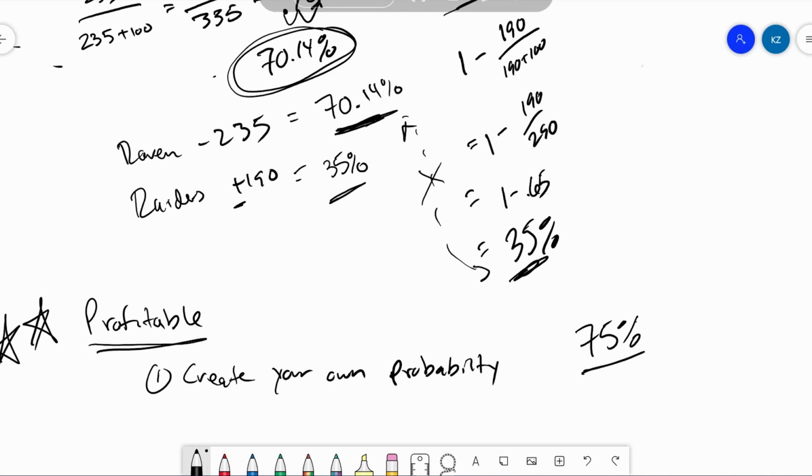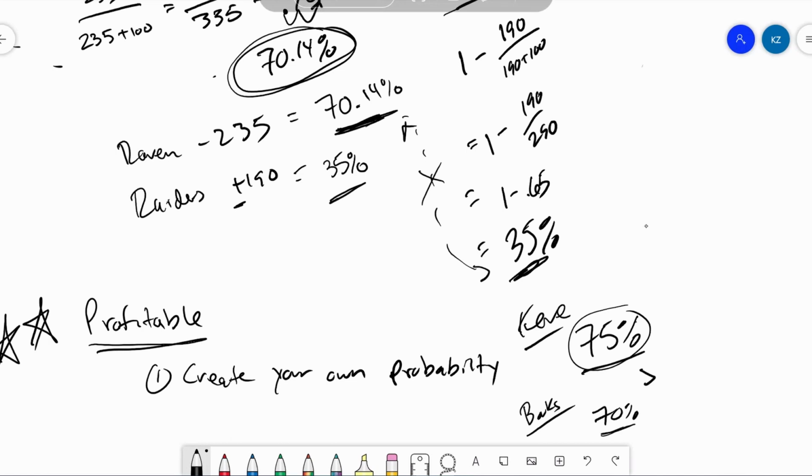Okay, great. And what you do is take the number that you create and compare that to, so this is me, this is Keva, and then for the sportsbook, they are saying 70%. So if your value is greater than what they predict, that means you have a profitable bet.